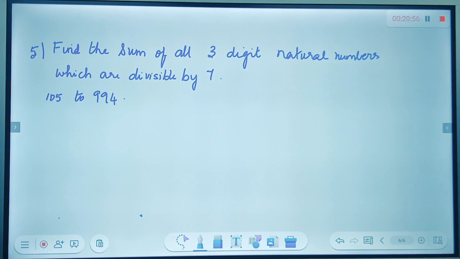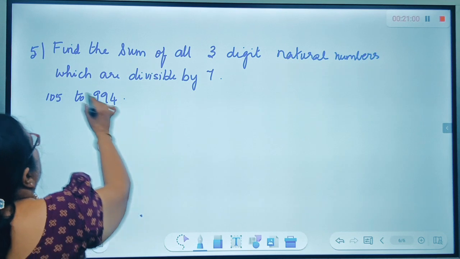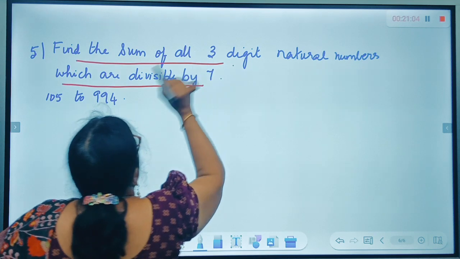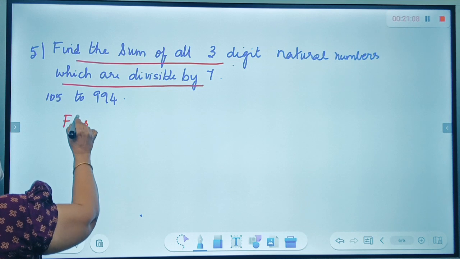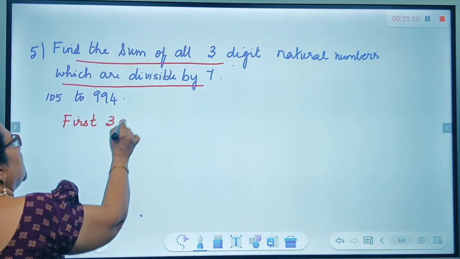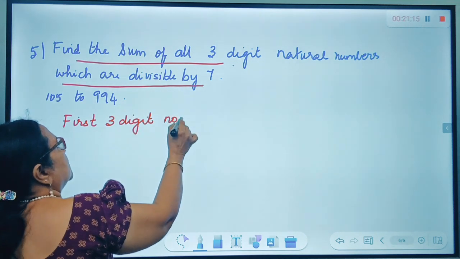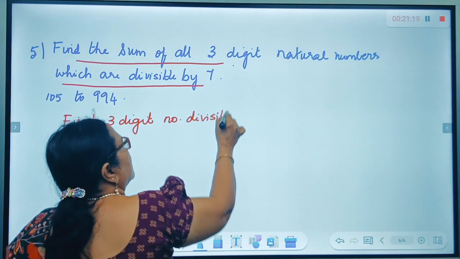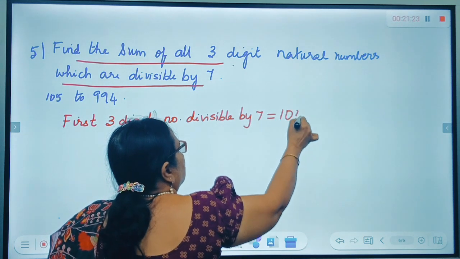Now, next problem, you have to find the sum of all 3-digit numbers which are divisible by 7. So, what is the first 3-digit number divisible by 7? 105. So, first 3-digit number divisible by 7 is equal to 105.